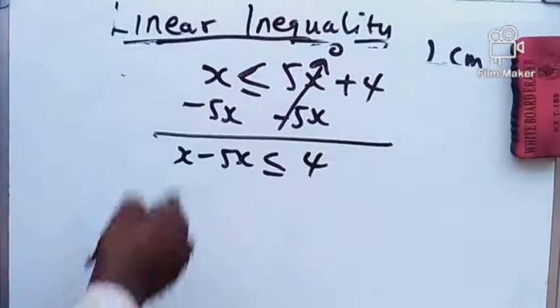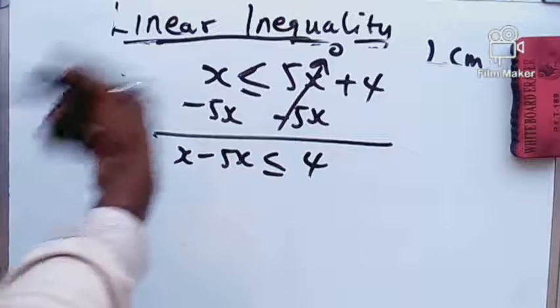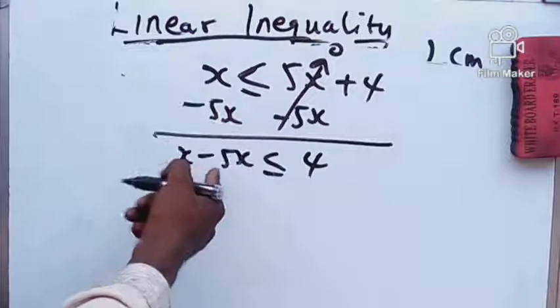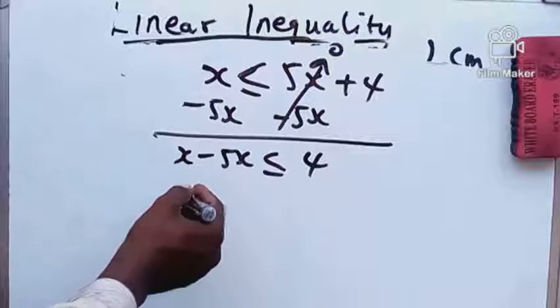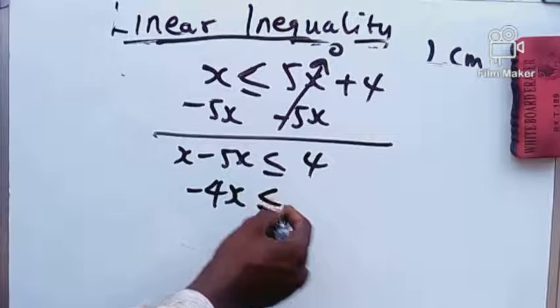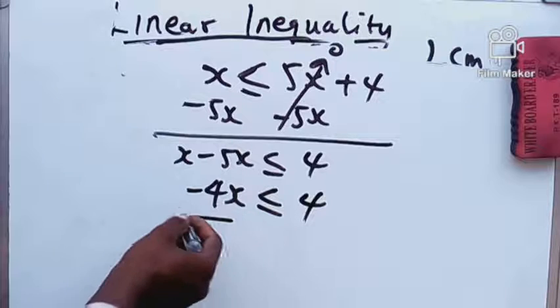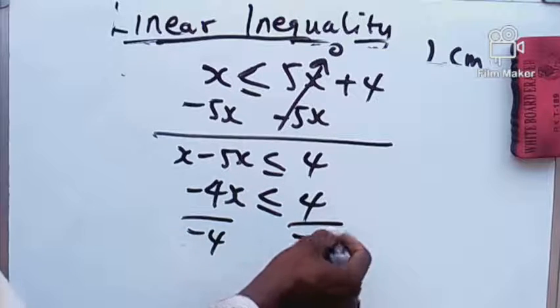We simply have x minus 5x. 5x is the same thing as x added 5 times. So when you remove one of the x's, you have minus 4x, and this is less than or equal to 4. So what do we do next? We divide all through by negative 4. Divide all through by negative 4.